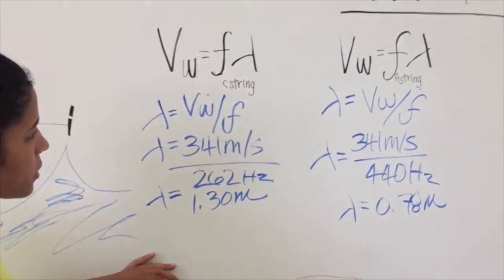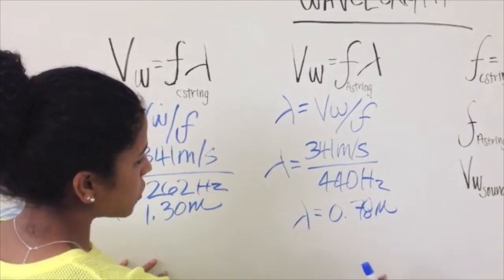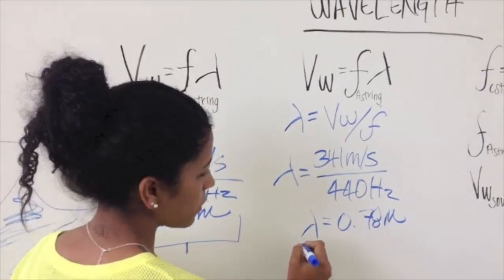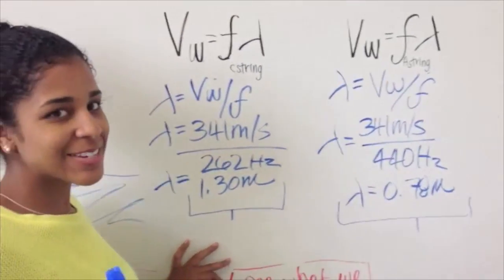And if you take a look at this, the C string has a longer wavelength than the A string. So what that tells us is that the longer the wavelength, the lower the sound. See what I did there?